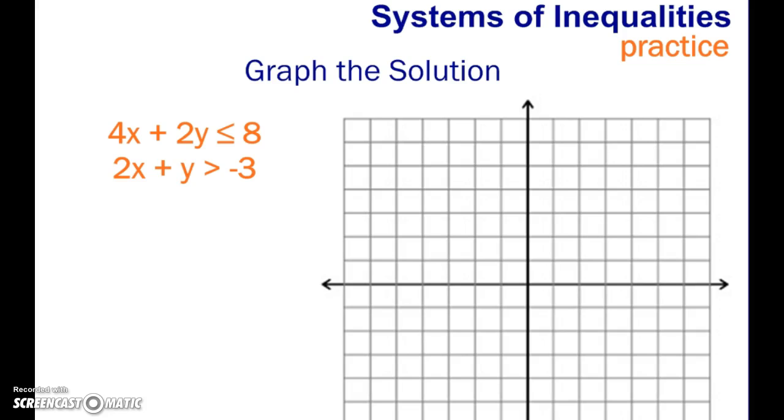Okay, we do the exact same thing. You do this one on your own. Let's see how you're doing on that. Next problem. Practice. Graph this. You know how to graph these? You can practice and do that one yourself.